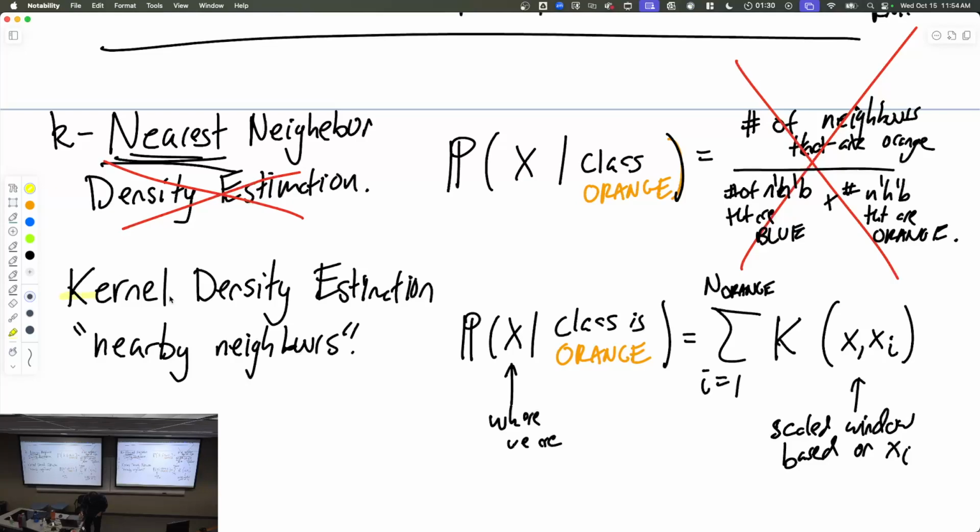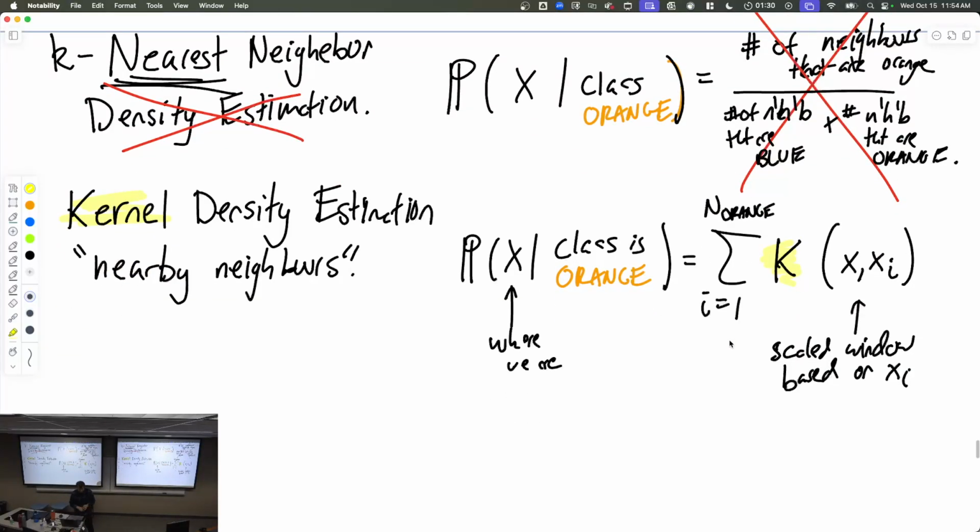So this is a very standard technique that is really closely related to nearest neighbors, but is not quite. The reason it's nice is it doesn't depend on blues versus oranges. We just look at the orange data, and it's really how close you are to the given orange points. I'm going to show you what this looks like in a second.